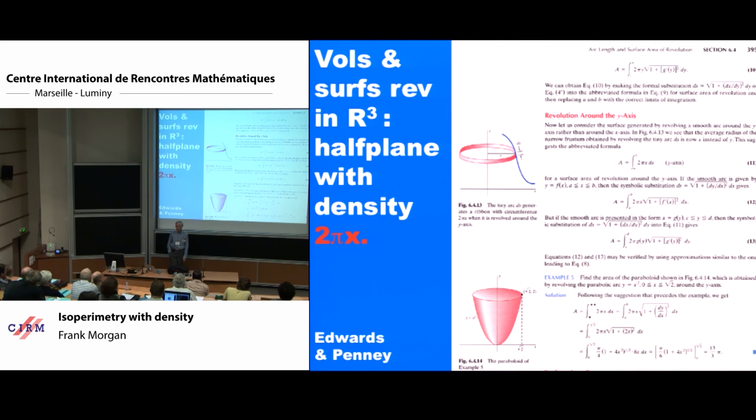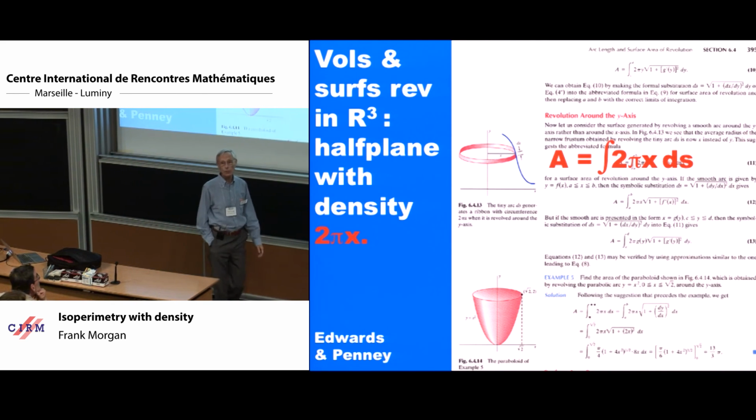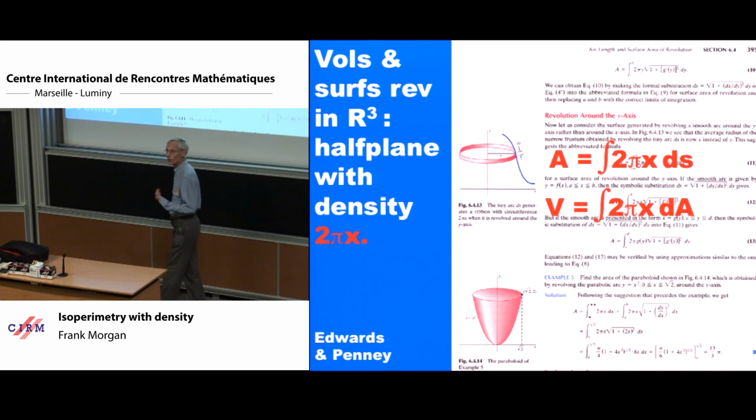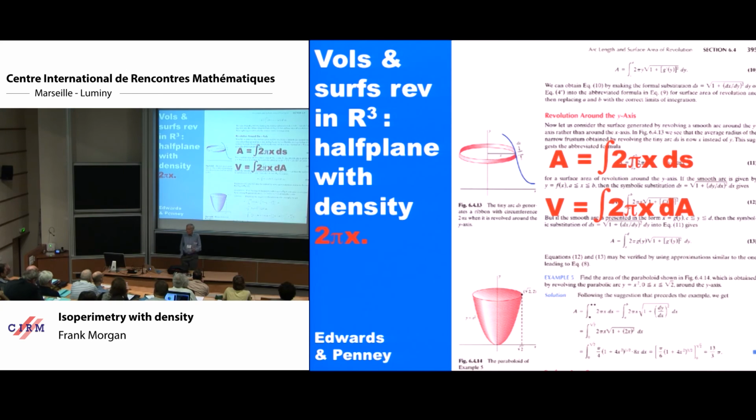We all see this when we teach areas of revolution in calculus. Here in my calculus book, you see the formula for an area of revolution. Area equals the integral of the circumference of revolution, 2 pi x, over the generating curve. Or similarly, a volume of revolution is the integral of that same factor, that same density, 2 pi x, over the generating region. So when you're studying R3 modulo rotations around the z-axis in calculus, you're really just studying the plane with density 2 pi x, or half plane maybe.